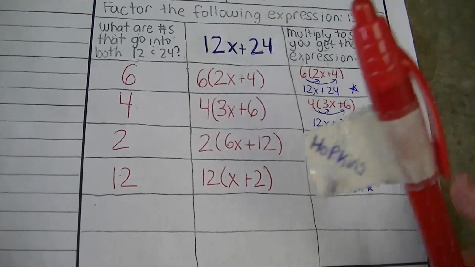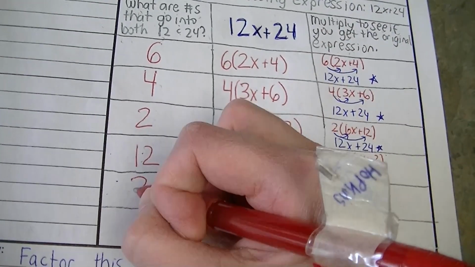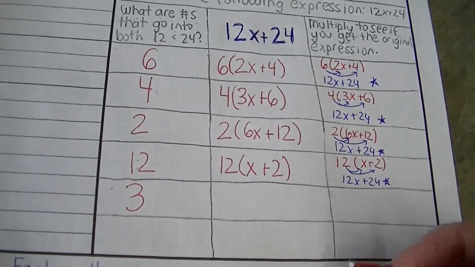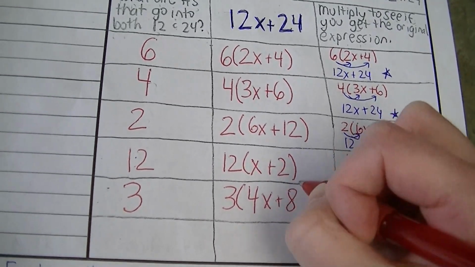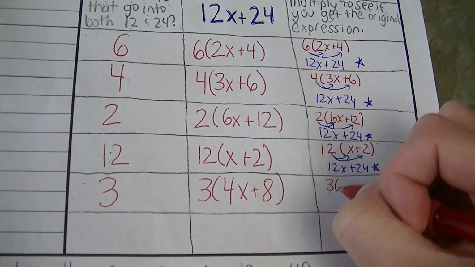Okay, now I want you to practice by factoring out a 3. Factor out a 3 and go ahead and do that. Pause the video, do it. This is what you should get. And of course you would check it over here.